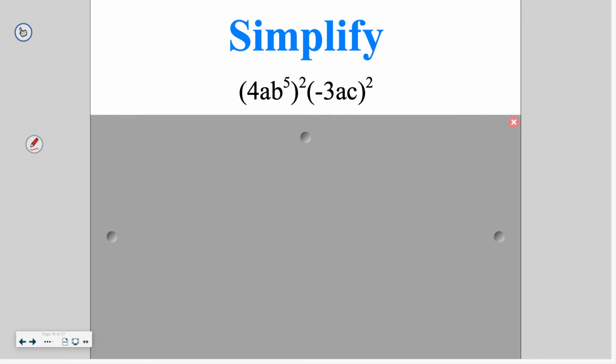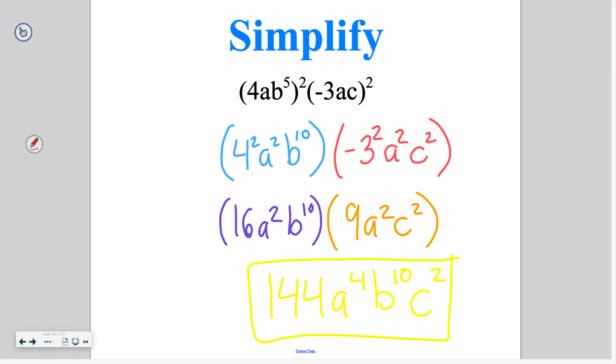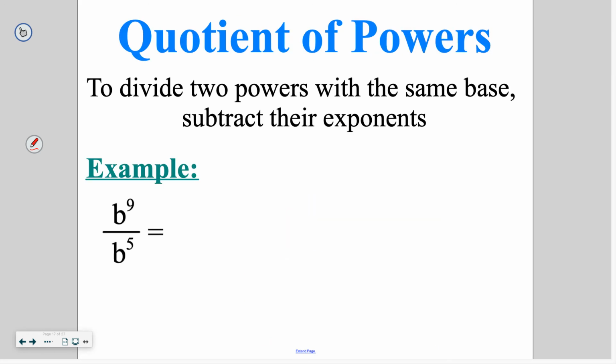Go ahead and try this one on your own. Both of these have powers of powers to start, so we distribute the 2 here and the 2 here. We get our number answers for the possible number parts, and then we finish the multiplication and get 144, a to the 4th, b to the 10th, c to the 2nd.